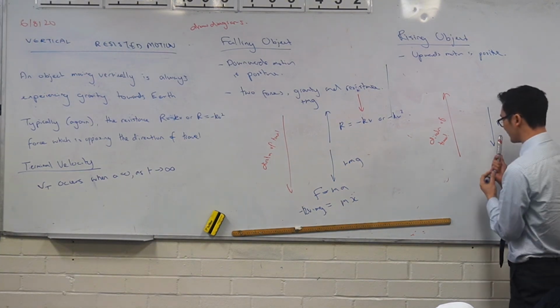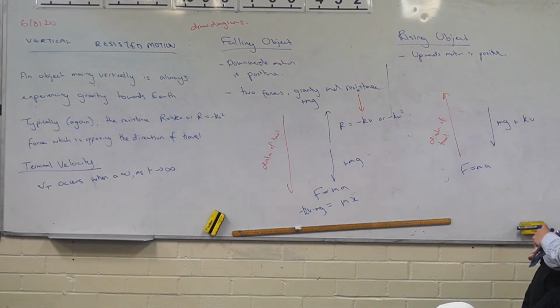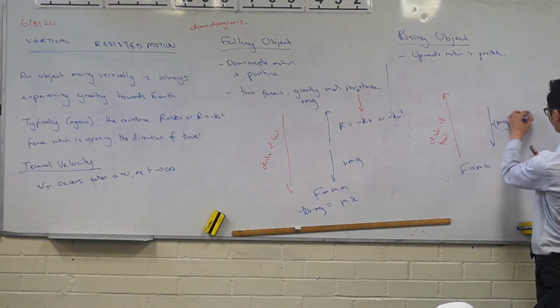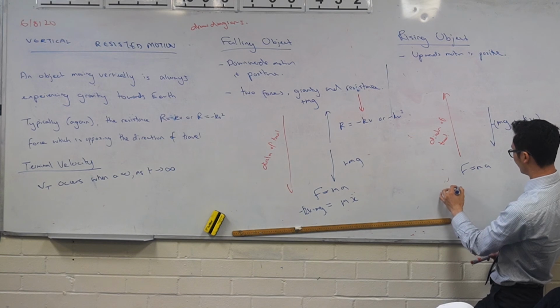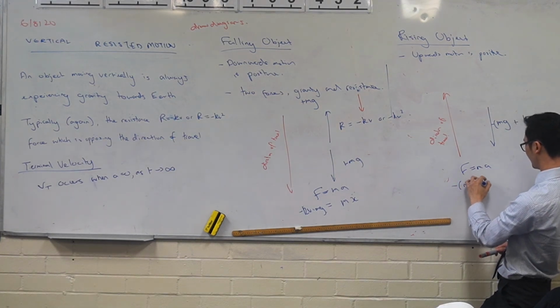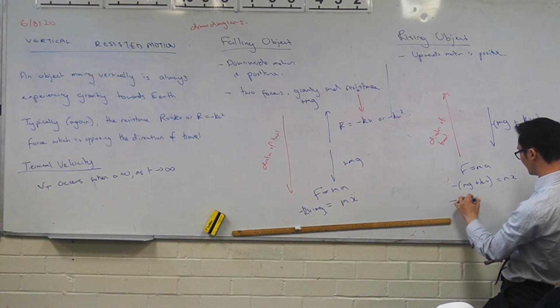So if we take F equals ma in the same way, then these should be negative, right? Because it's going in the other direction. So then we have our forces minus mg plus kV is equal to the mass times acceleration, or you could just say minus mg minus kV.